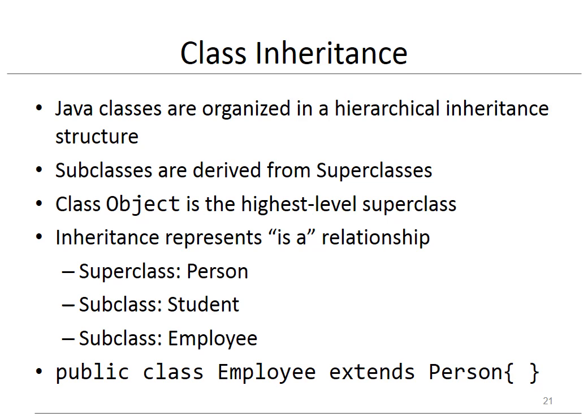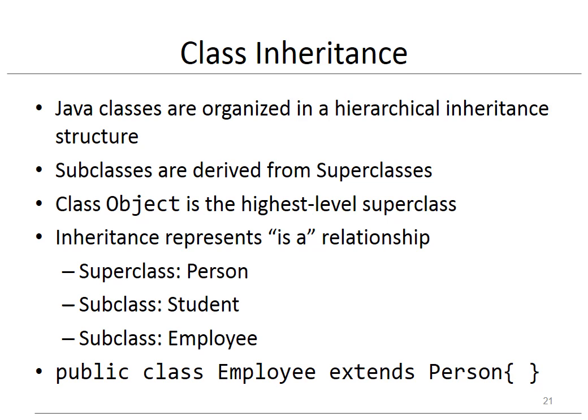Java classes are organized in a hierarchical inheritance structure. Subclasses are derived from superclasses. A subclass inherits both the variables and methods from the superclass. The class Object is the highest level superclass. In other words, it has no parent class above it. All other classes are subclasses of Object.